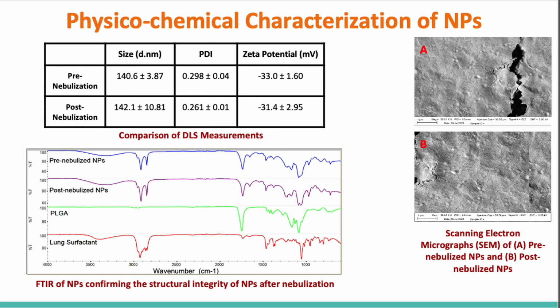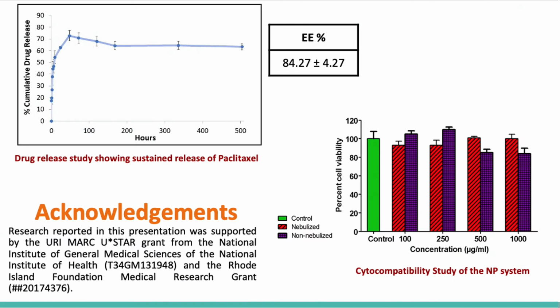And to the right, we have a picture of the SEM images of the nanoparticles, and you can see that their morphology has been preserved through nebulization. And at the bottom, we have an FTIR of the nanoparticles, which is confirming the chemical composition of the nanoparticles was maintained after passing through the nebulizer because there's no change in the peaks. Next slide.